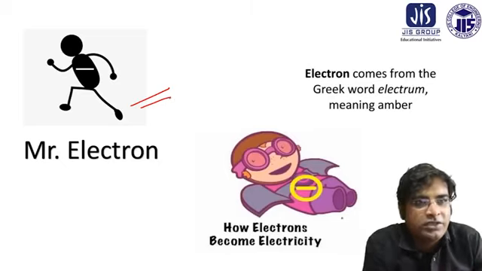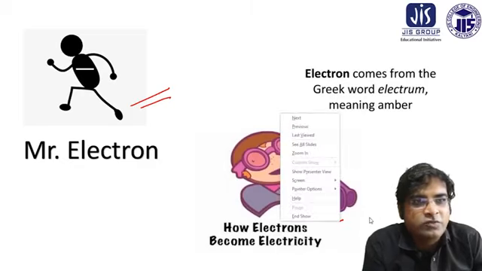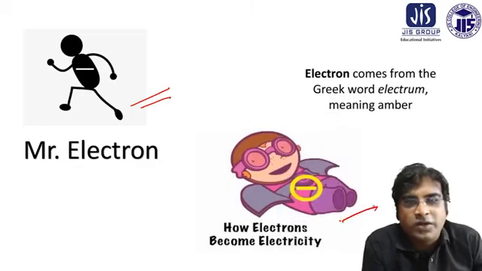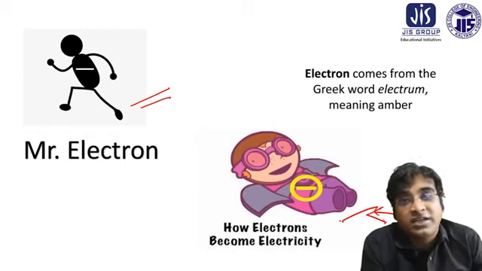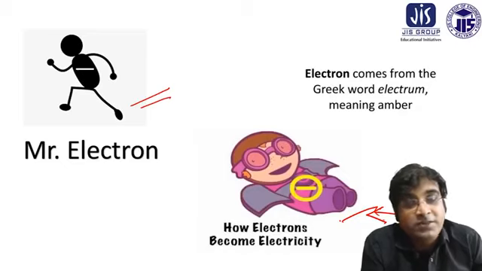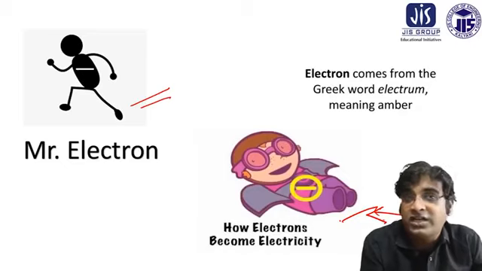You see the electron is there, it is also rotating, it is also moving, and for that reason the current is passing. So for the passing of the electron, the current is passing.